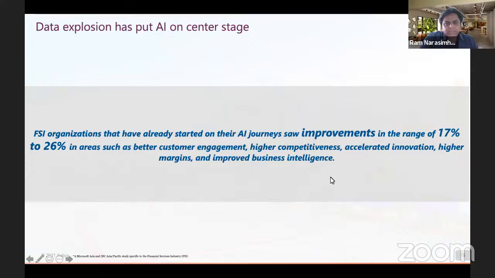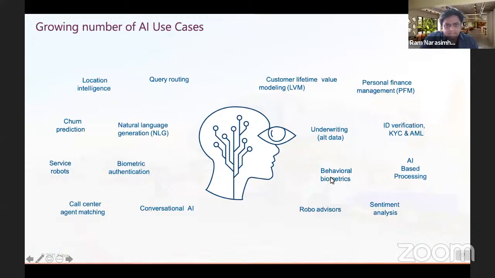So now let's look at some of the use cases, right? How do they actually achieve it? You can see here there are lots of use cases, one related to KYC, sentiment analysis, NLP, NLG, and things like that.